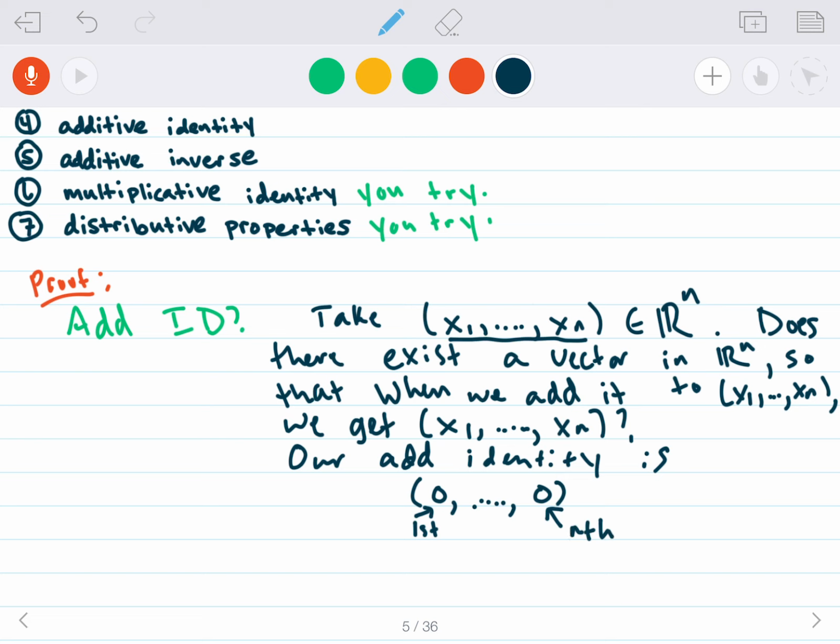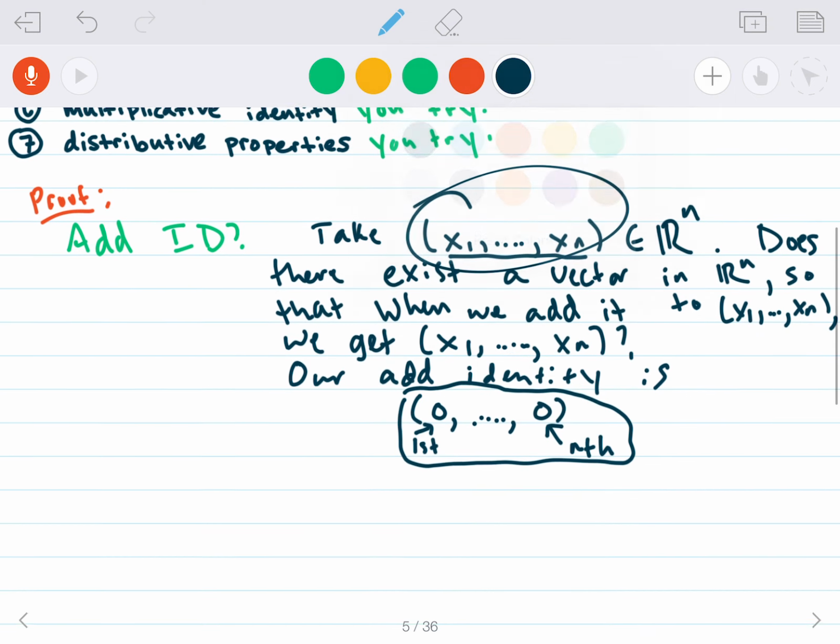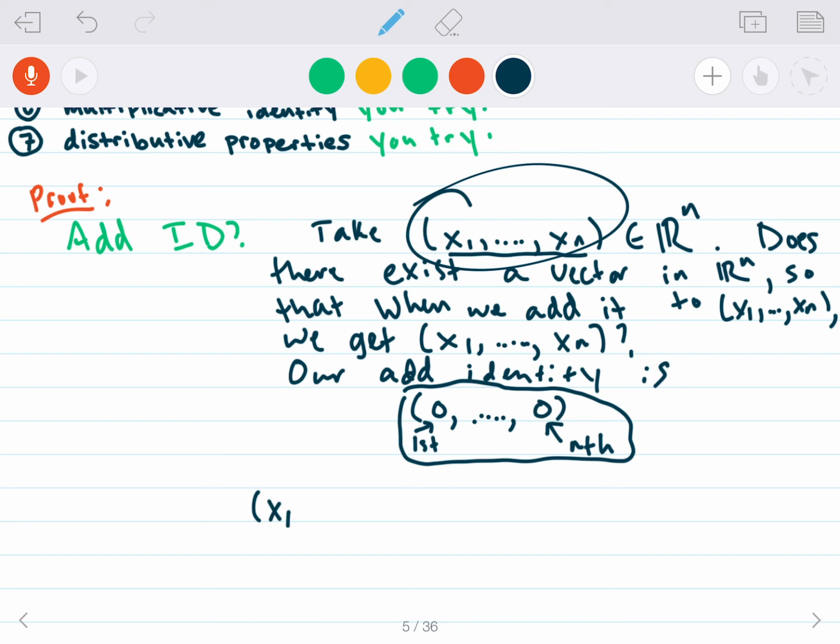Right? We can't just add literally the number 0 to a vector because we don't define addition that way. We don't just take a number and add it to a vector. We need a vector to add to a vector. So that's why we have to have a list of zeros versus just a regular 0, right? Because we take this vector, we add the additive identity, which is just a list of n zeros.